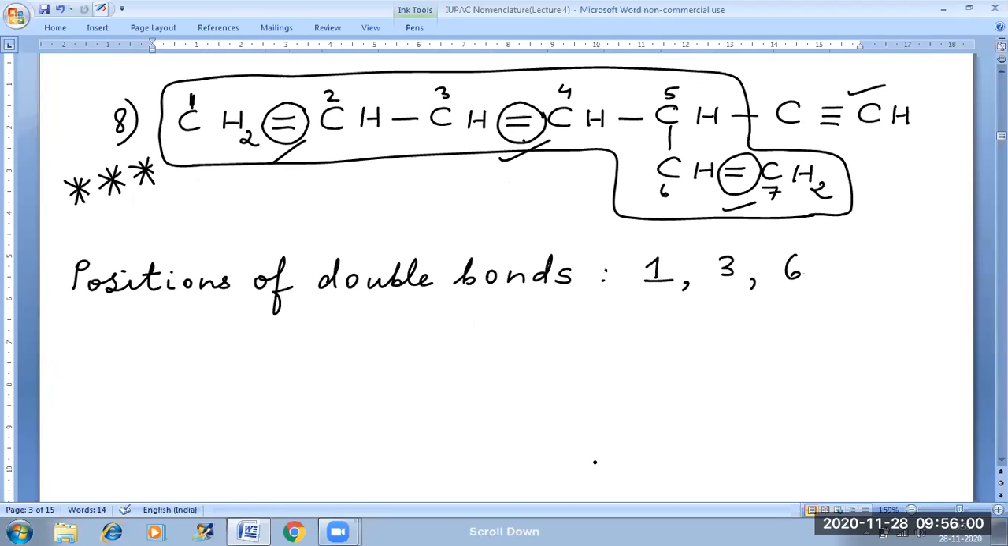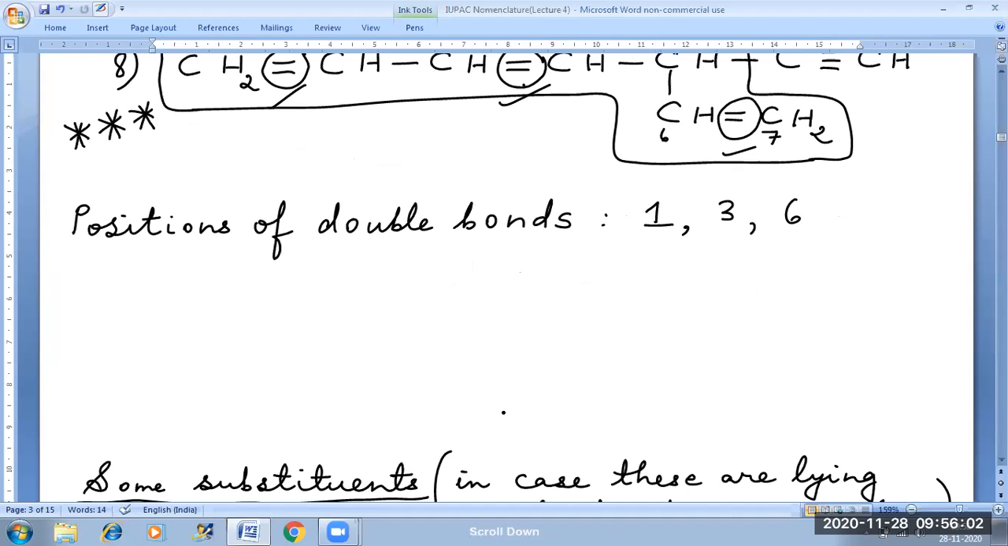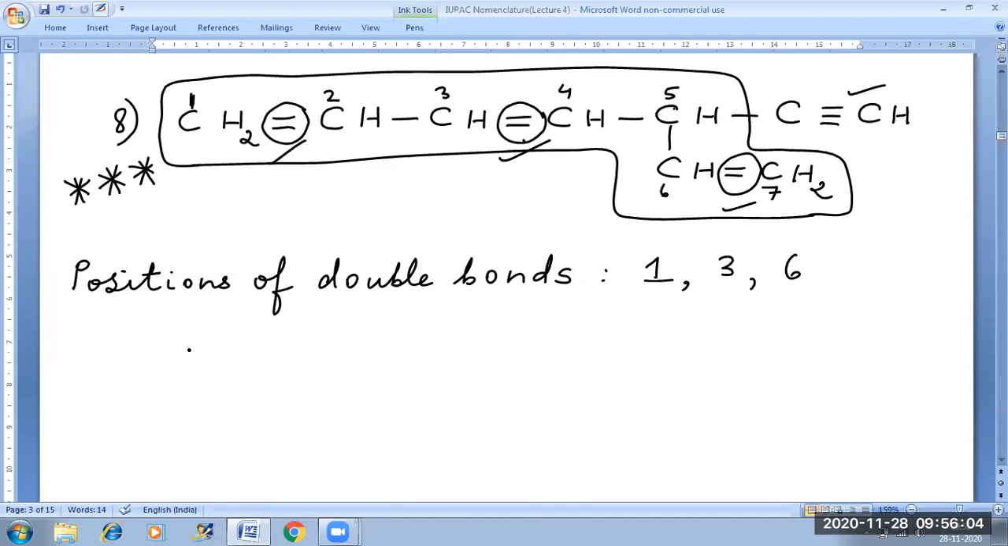If I start numbering from the bottom, then what will happen? If I number from the bottom, what will be at the third position? I'll rewrite this so that it's clear to understand.